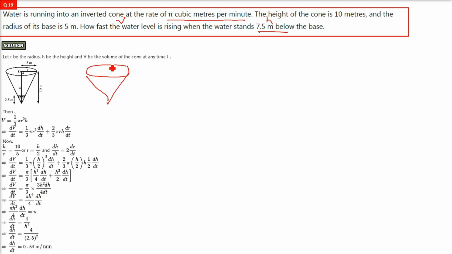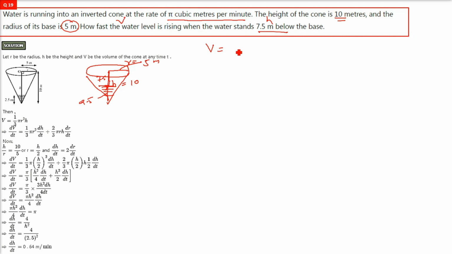So this is the shape. First of all, the total height is given as 10 meter. The radius of the base is 5 meter. How fast is the water level rising when the water stands at 7.5? So the total is 10, the upper height is 7.5. What will be the height below, that is, up to where the water has been filled? So 10 minus 7.5 is 2.5.